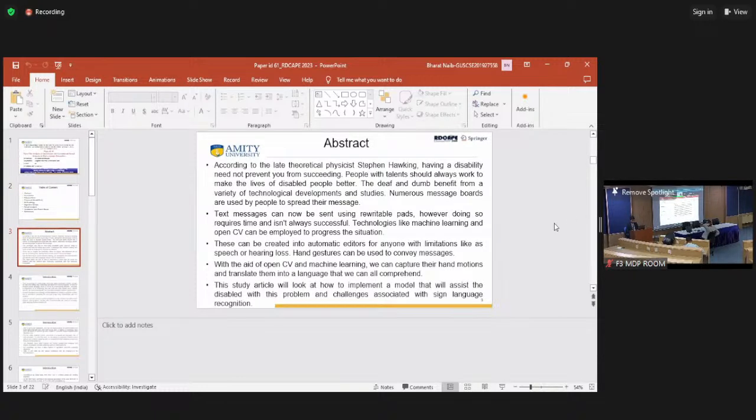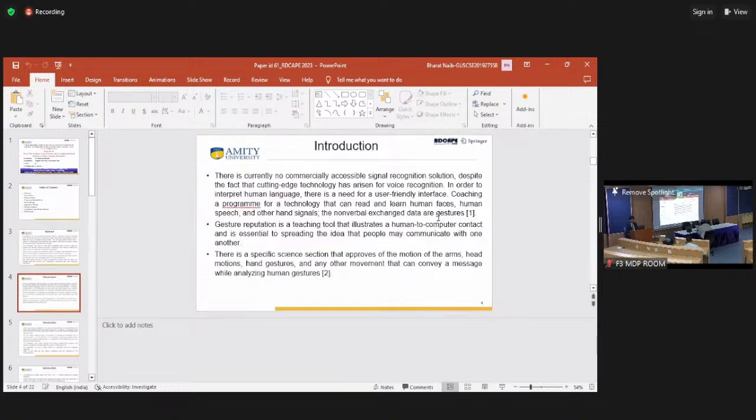In this paper, we have talked about the use of sign language, OpenCV, and machine learning, which help in conveying the messages of the deaf and dumb, like their hand motions, and we translate them into a language that is easily understandable, which helps in conveying their messages. This is our main motive. We have used OpenCV and machine learning.